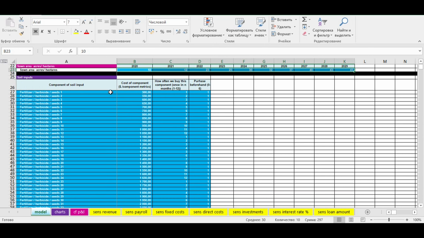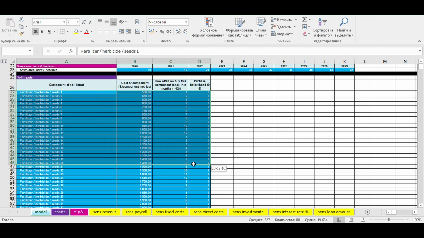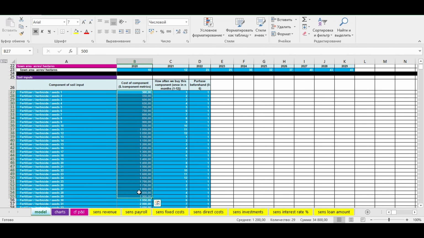Now we are moving to the soil inputs and consumption of direct costs. During our agricultural cycle, we put seeds, water, fertilizers, herbicides, and so on in soil. Also, our agricultural machines consume fuel. In the following table, we have got a list of components which are consumed during the agricultural cycle. The first column is a name of component. The next column is a price per 1 unit of this component in its metric.